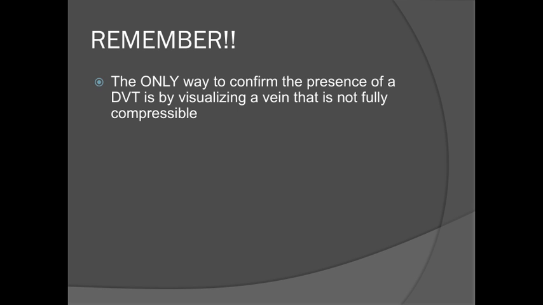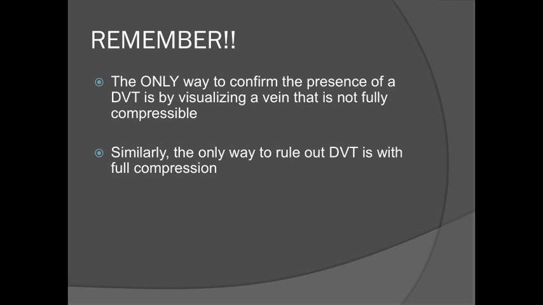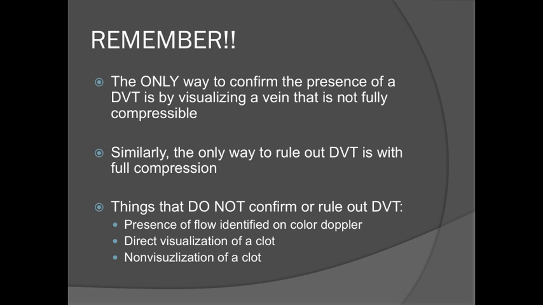So some things to remember here, and these are pretty important tips that will help you in actually diagnosing a DVT. The only way to confirm the presence of a DVT is by visualizing a vein that is not fully compressible. And vice versa, the only way to rule out a DVT is when the vein is fully compressible. And so we'll talk about some things here that don't confirm or rule out a DVT, and that's the presence of flow identified on Doppler, direct visualization, or non-visualization of an actual clot.